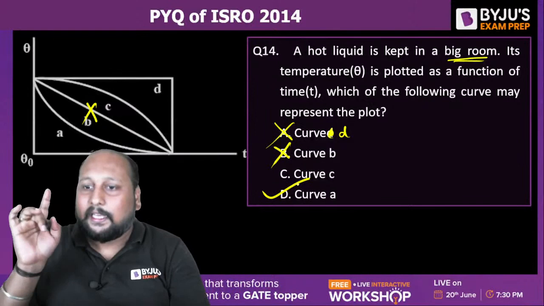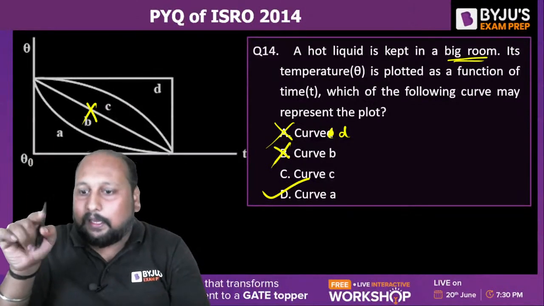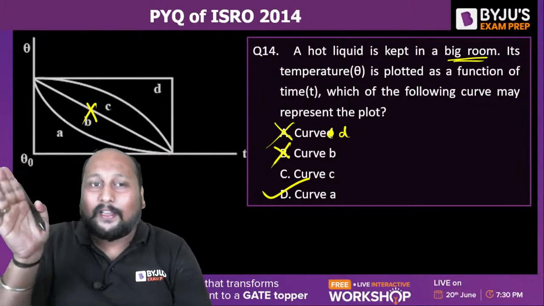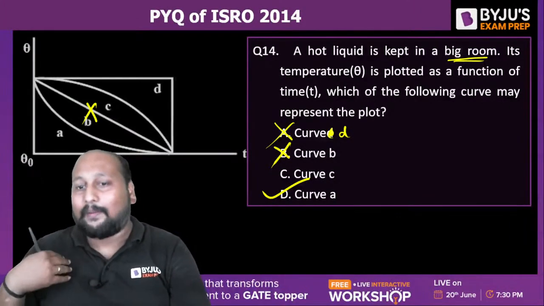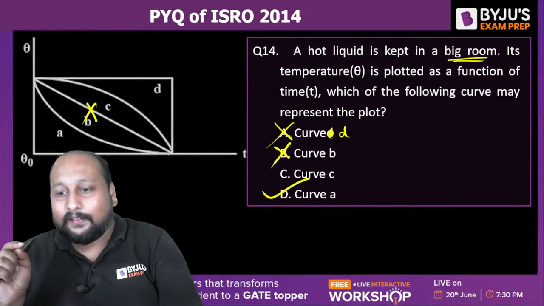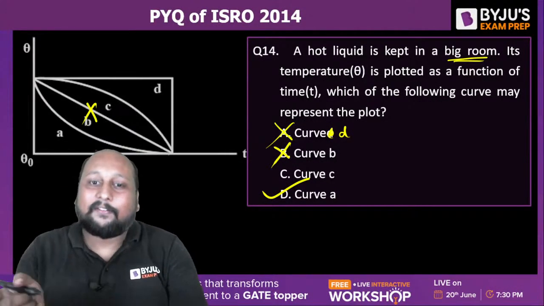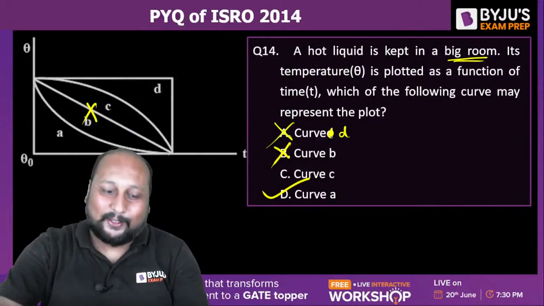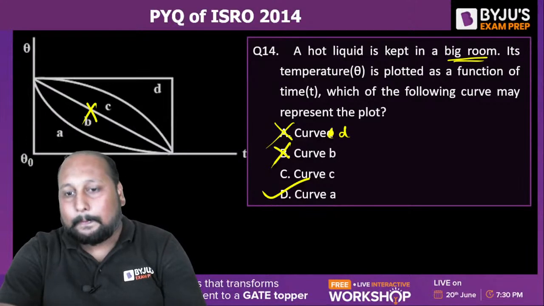Curve A, option D. I think many students have given A, which means curve A, not option A. The students who have given A, that is curve A. I presume that. Exactly, very good. Curve A is the correct answer, not option A. Okay, next question on the screen. I hope this is clear.